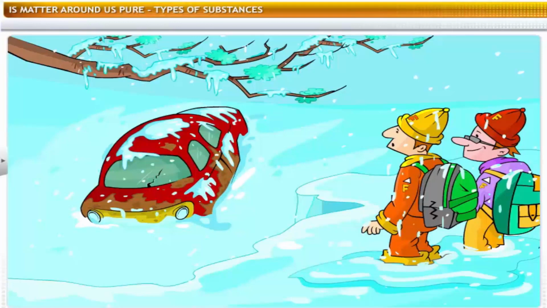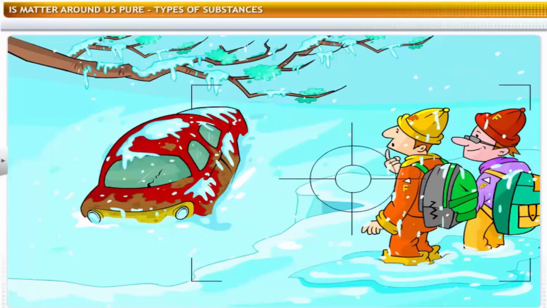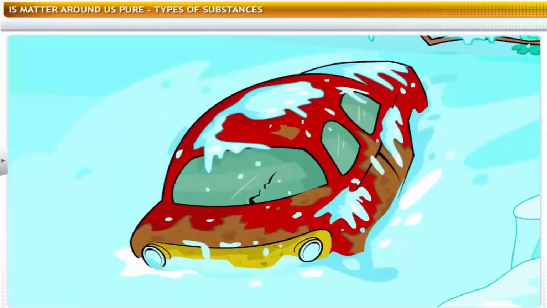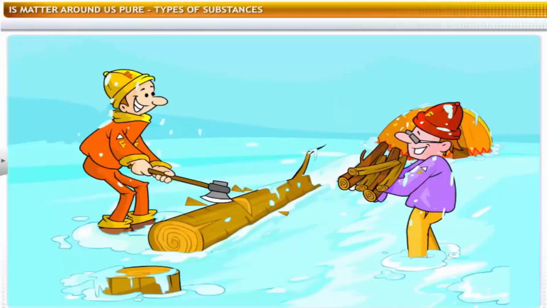Look at the car, it's completely rusted. It was a great shot, dude.